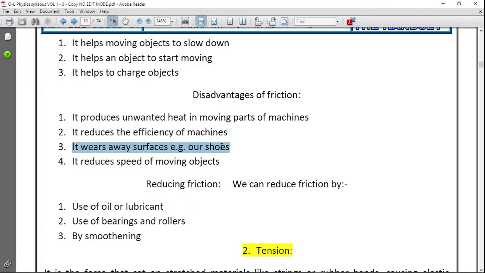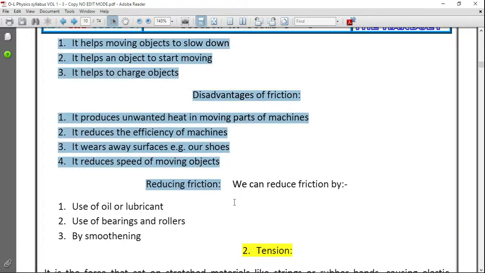Friction wears away surfaces. For example, you buy a new Christmas shoe and you wear it for 1 or 2 weeks. By the time you look under the shoe, friction has already cleared some part off. So friction wears away surfaces, and friction reduces the speed of moving objects. The more you try to move, the more friction tries to stop you from moving. This finally brings us to ways in which you can reduce friction.